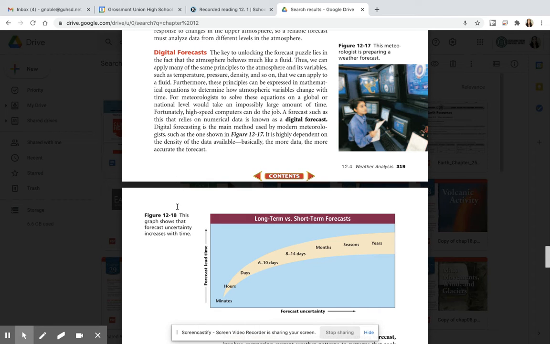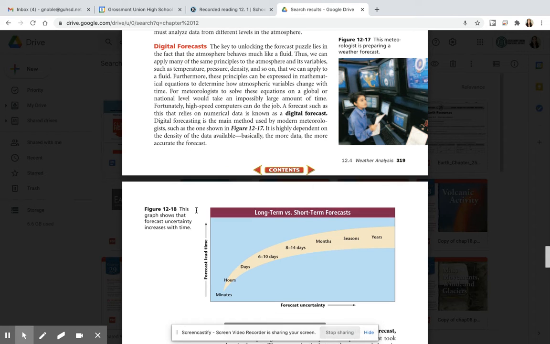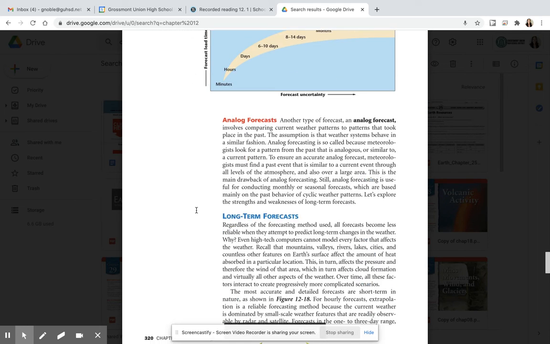Digital forecast is the main method used by modern meteorologists, such as the one shown in Figure 1217. It is highly dependent on the density of the data available. Basically, the more data, the more accurate the forecast.